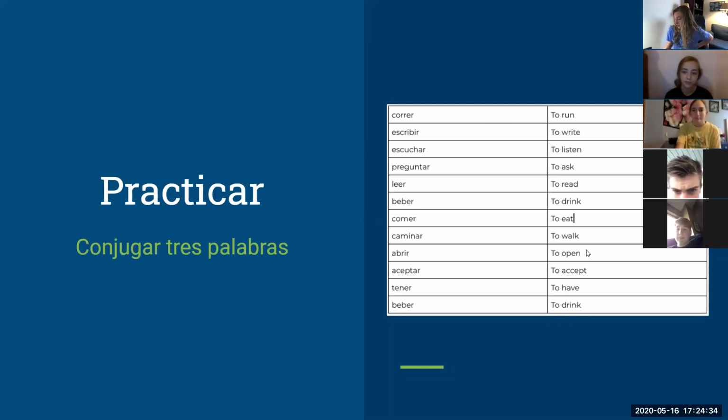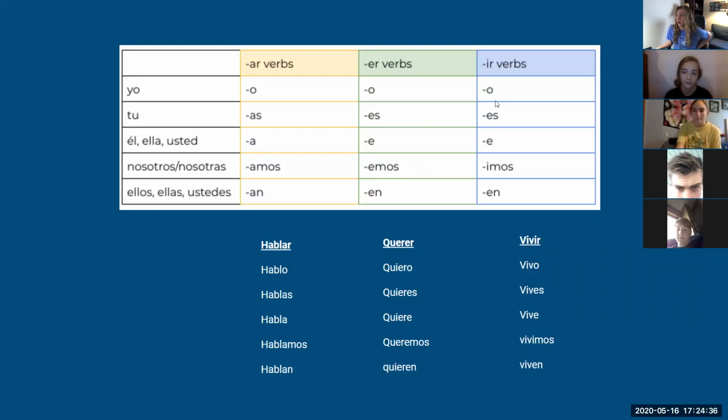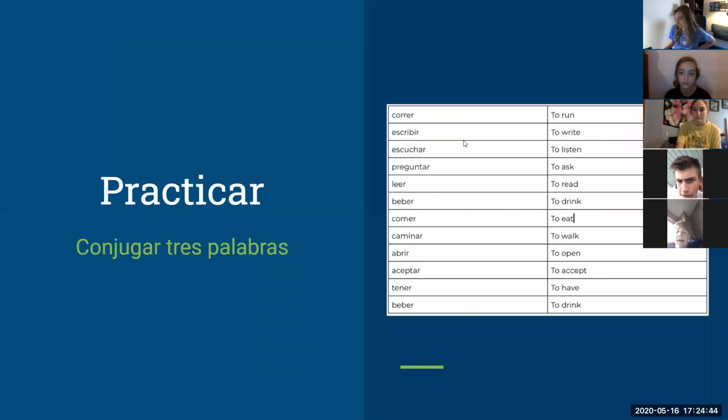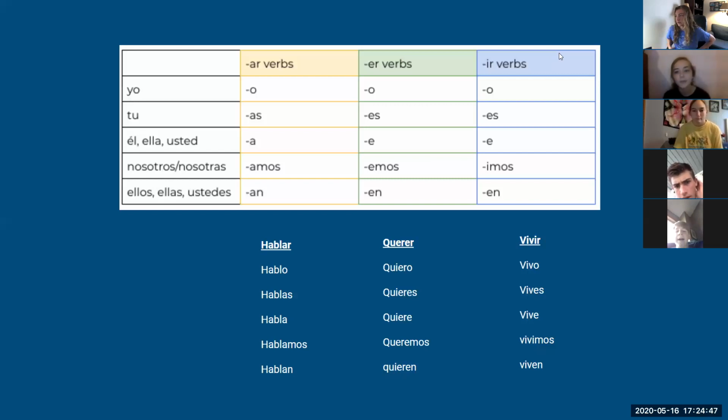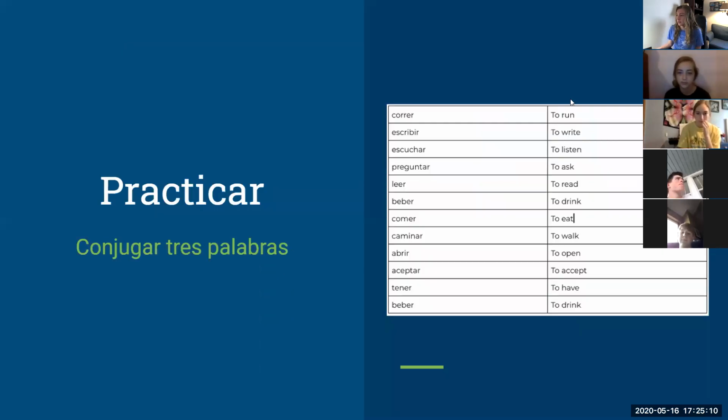So that means to open. Which one is it? It's IR, right? Yep. So go through all of these with abrir. Abro, abres, abre, abrimos, and abren. Yes. Abren. Good. All right.